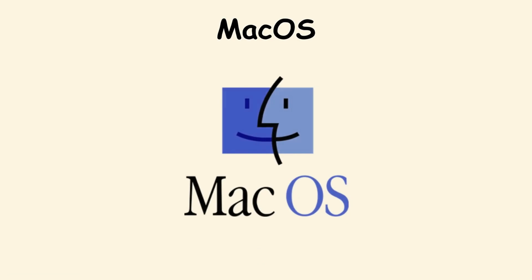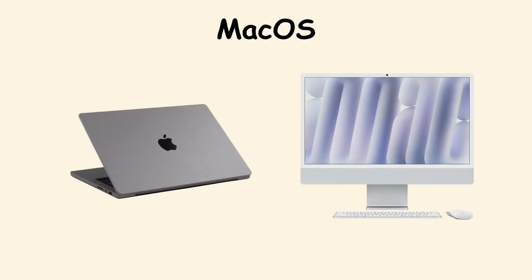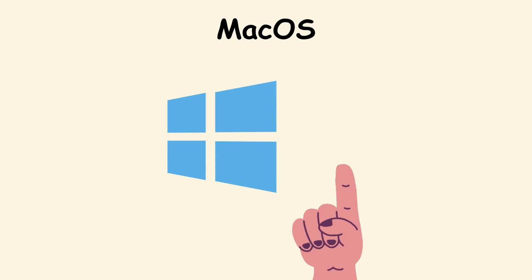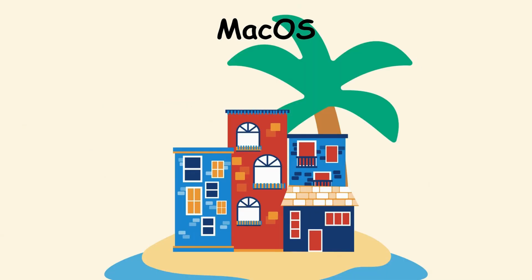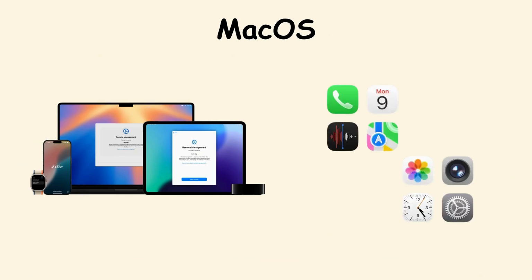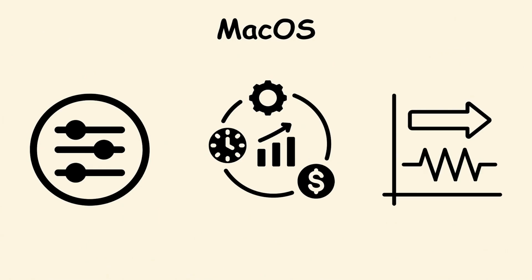macOS. Now we travel to macOS, Apple's operating system for MacBooks and iMacs. It first emerged in 2001. Unlike Windows, macOS runs only on Apple hardware. That's like living in a gated community where all the houses are custom designed by Apple. Because Apple controls both hardware and software, macOS is smooth, well-optimized, and stable.